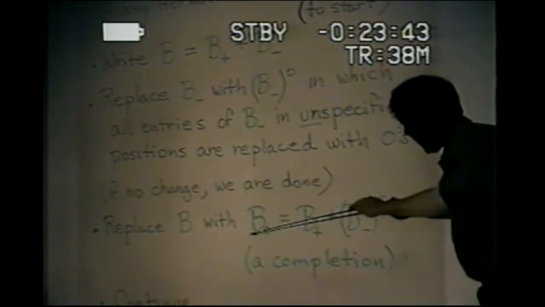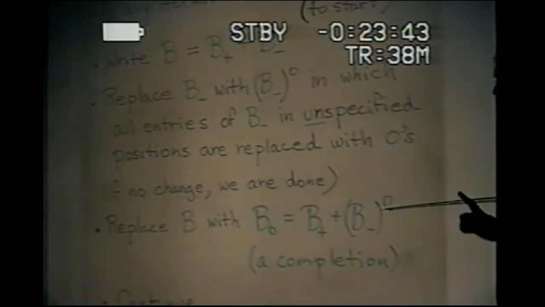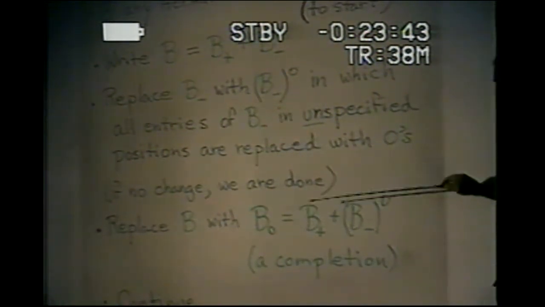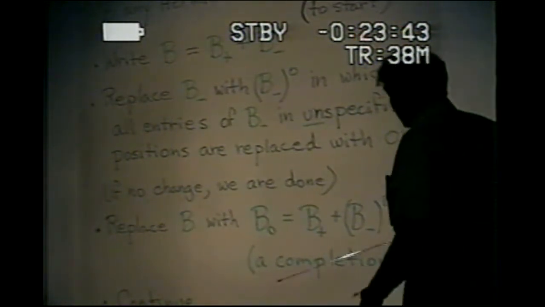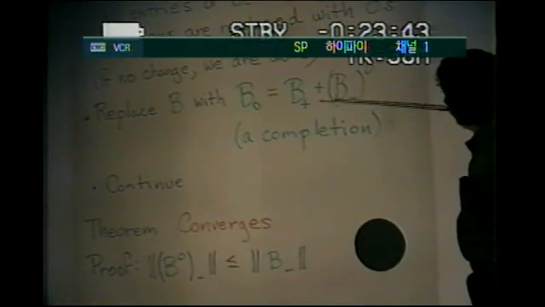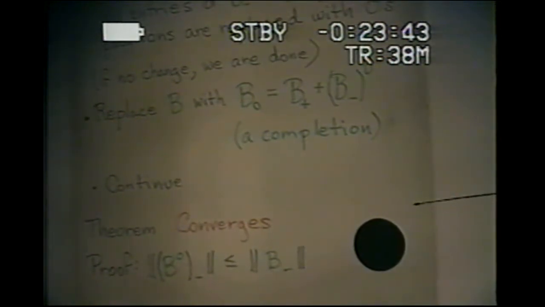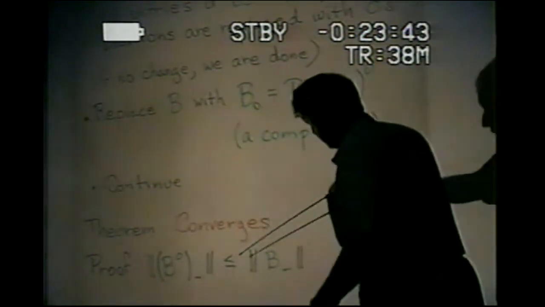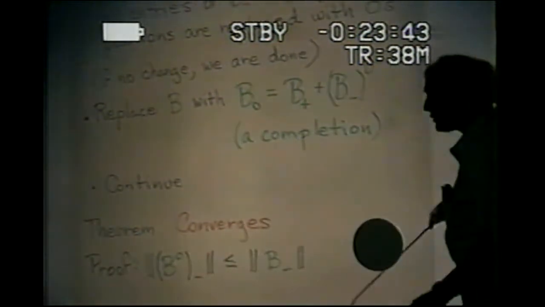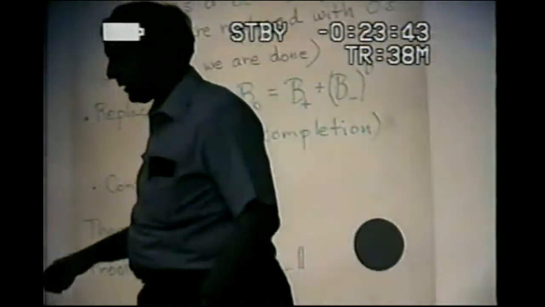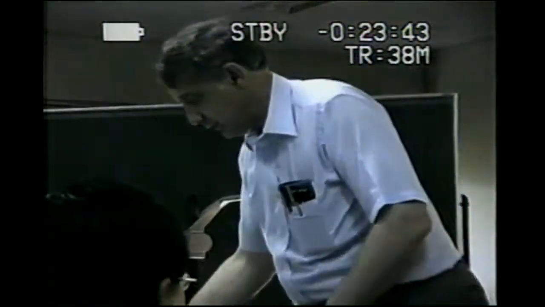Now notice what happens. This guy is still a completion of the original matrix because the only entries that I've changed are the unspecified entries in this matrix. And so I've only changed the unspecified entries in the sum, and so I've got a new completion. Well, so I do this. The theorem is that this process actually converges, and it can only converge to a matrix in which B minus has zeros in the right places. But by the theorem, that's a completion that's nearest to the positive semi-definites. Okay? And the reason it converges is because you can prove this inequality and then use some general convergence theory together with that in order to show that we get convergence of this algorithm. So that actually produces a completion that's nearest to the positive semi-definites.